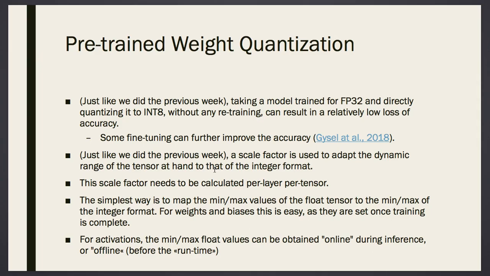The probability decreased a bit, but it was still the maximum probability category, and it was okay. So some fine-tuning can further improve the accuracy, and doing fine-tuning on pre-trained weights is a nice idea, and it's a one step to quantization-aware training, which we are going to discuss today. So there's a nice paper here.